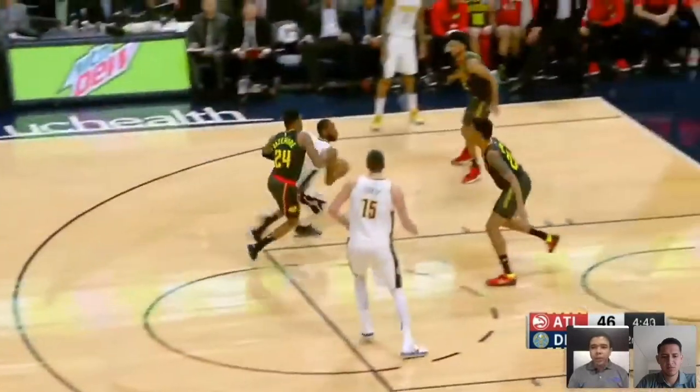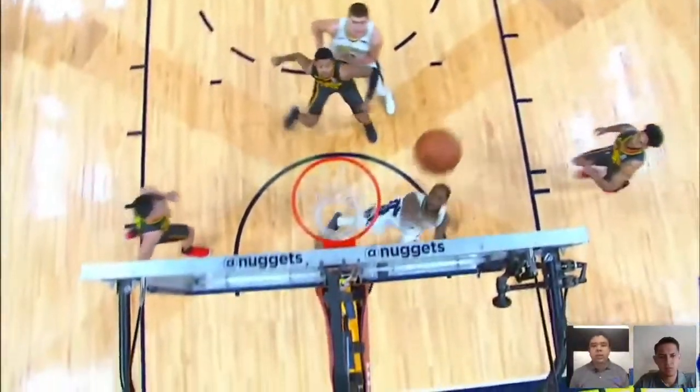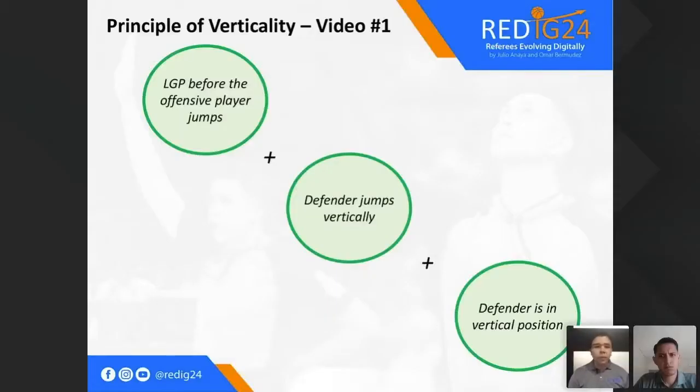So we have the picture again. We have here jumping vertical, maintaining vertical, then for sure a contact occurs. Basketball is a game of contact, but we are trying to identify illegal contacts, the effect of that illegal contact, and then who's responsible for that contact. So after we watch this example, we see that the defender established the legal guarding position before the opponent jumped. He jumped vertical and he stays vertical after that jump.